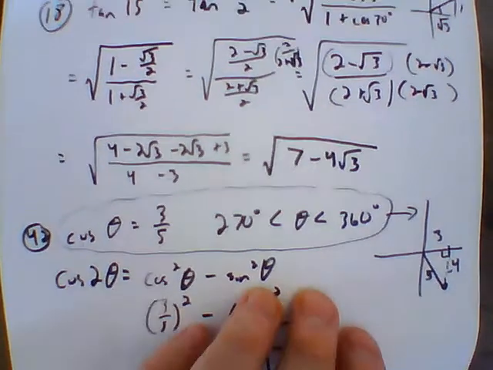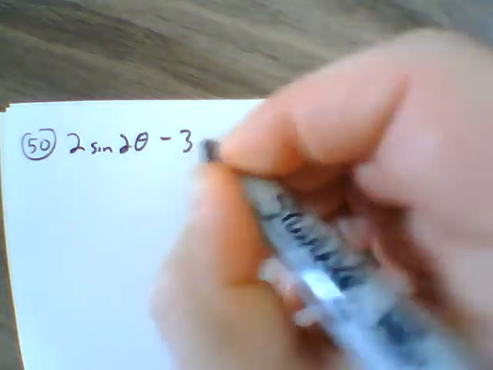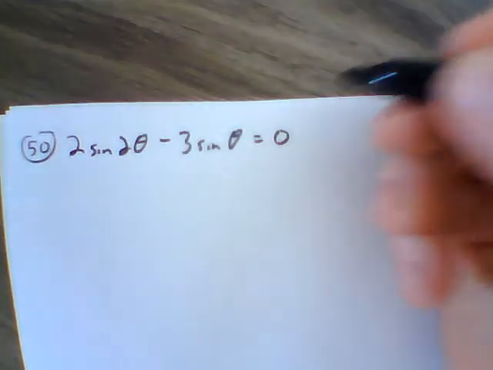Going to our last problem then is, how do we solve within things? We're going to look at number 50. Okay, so number 50 right here is a little different now. They tell us that we have 2 sine 2 theta minus 3 sine theta equals 0.